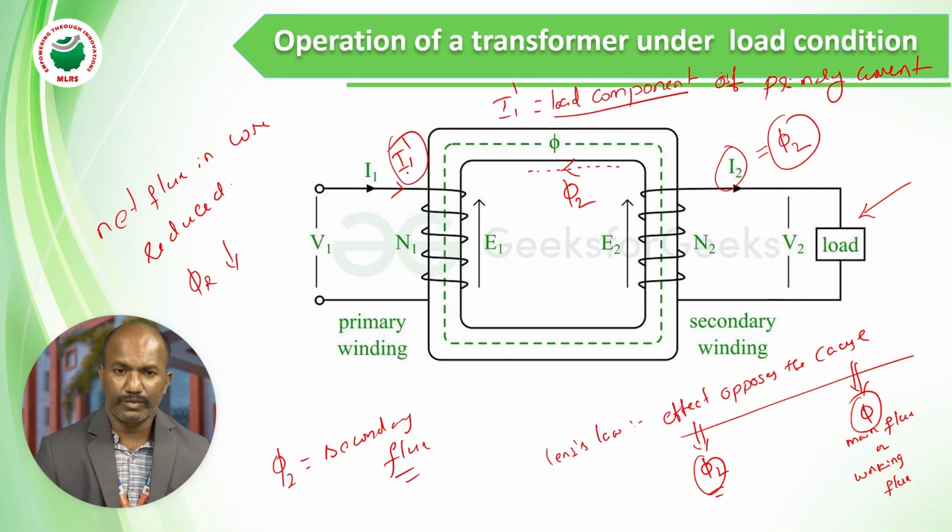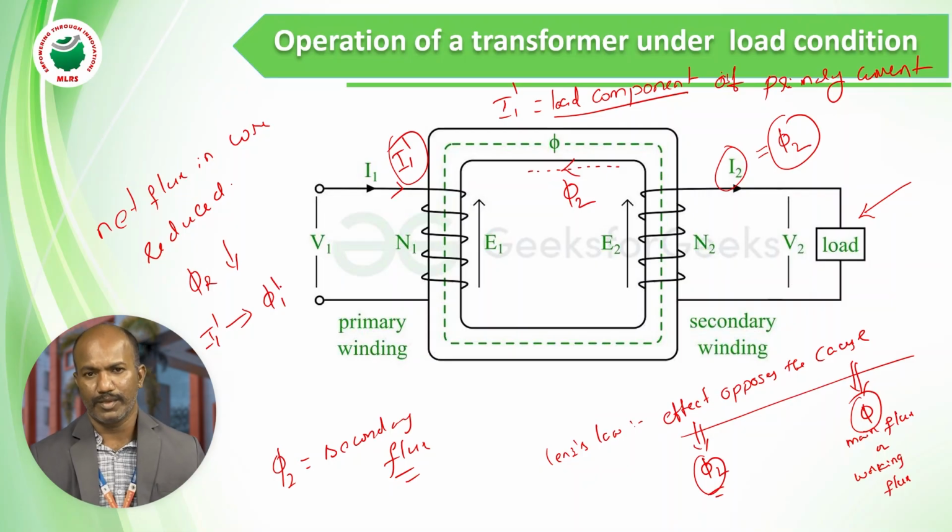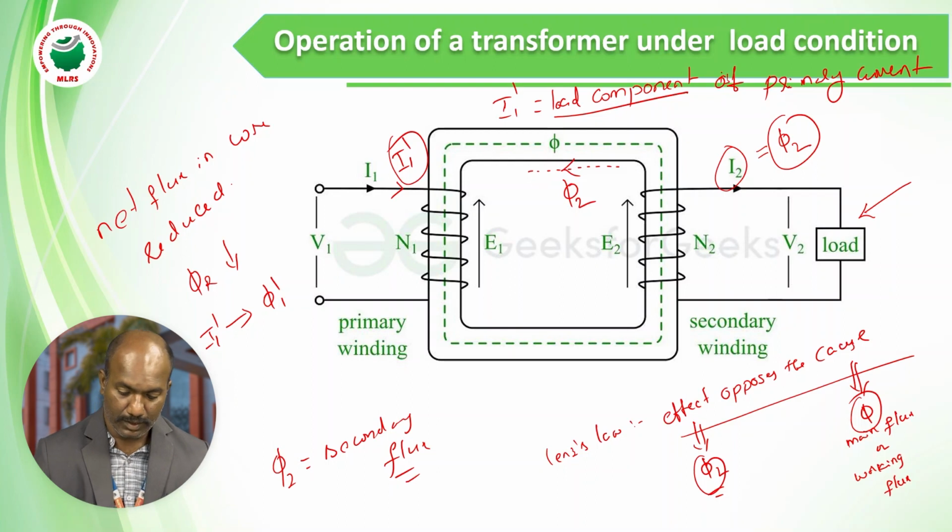So as and when transformer draws this I1 dash, this additional current from the supply, we know that current carrying conductor produces flux in the transformer core. Now what happens? This I1 dash produces flux phi 1 dash in the transformer core. Why? Because current carrying conductor produces flux. Now what is the direction of this flux phi 1 dash in the transformer core? The direction of this phi 1 dash is opposite to phi 2.